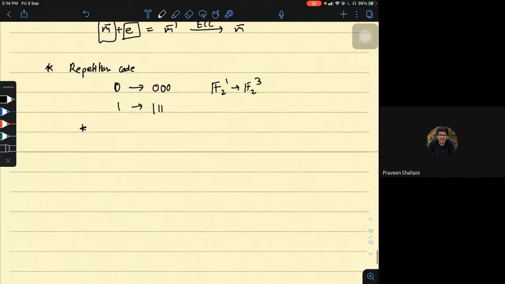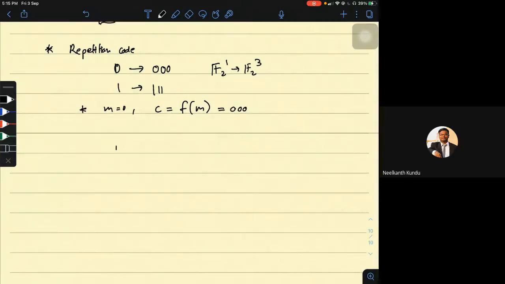So in my string, say if m is equal to 0, my encoded string will be some function of my m. It will be 000. And now for decoding, I can find the majority bit. If I have no errors, the majority bit is basically 0. There are 3 zeros and 0 ones. So this will be decoded to 0.